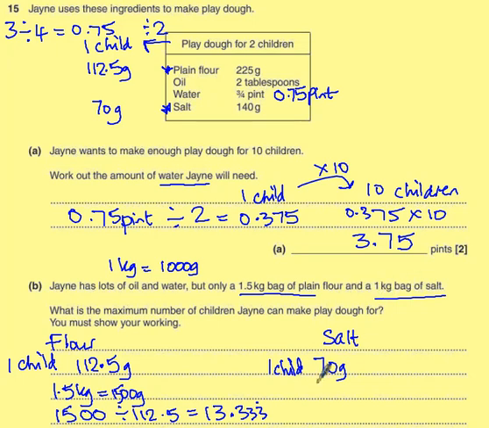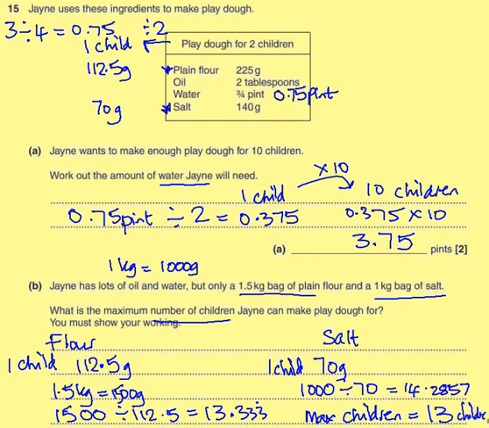So if now we've got a 1 kilogram bag of salt, 1,000 grams divided by 70 using a calculator gives us the answer of 14.2857. Now we can get just over 14 helpings of salt out, but only just over 13 helpings of flour. So it says what's the maximum number of children. So the maximum children that you can make this for is actually equal to 13 children. 13 children that you can make it for.